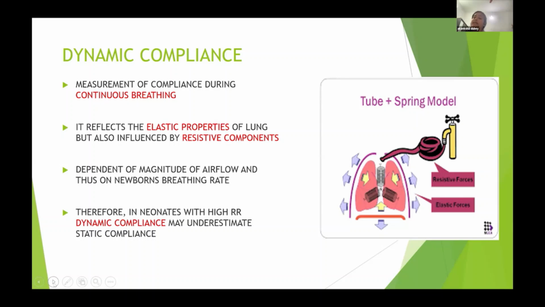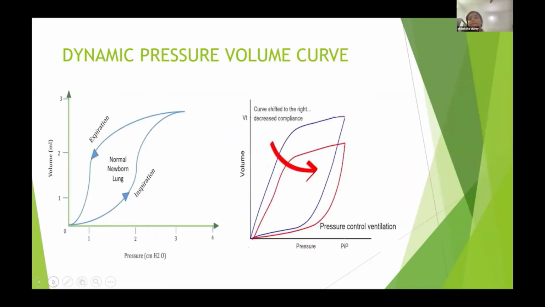So dynamic compliance is affected by both, as well as the magnitude of airflow and neonatal breathing rate. Therefore, in neonates who are having RDS or higher respiratory rate due to any pathology, dynamic compliance is more important. It may underestimate static compliance. Next, please.